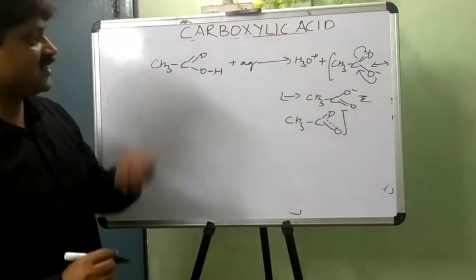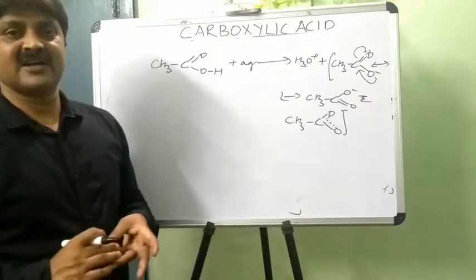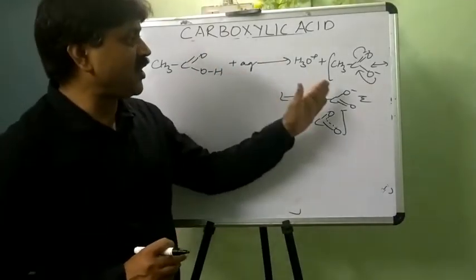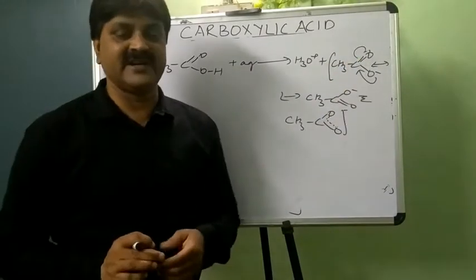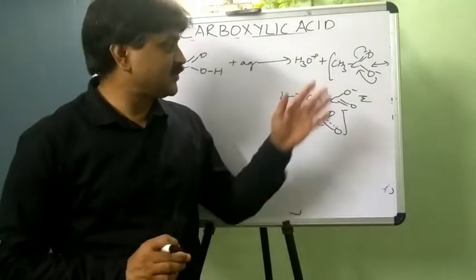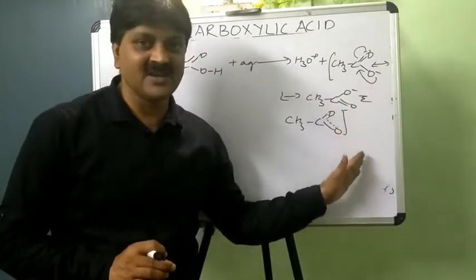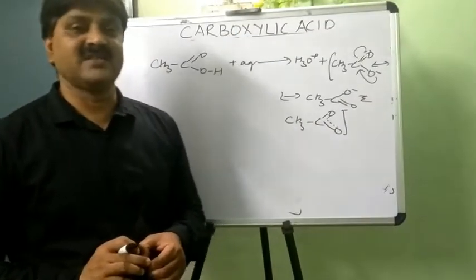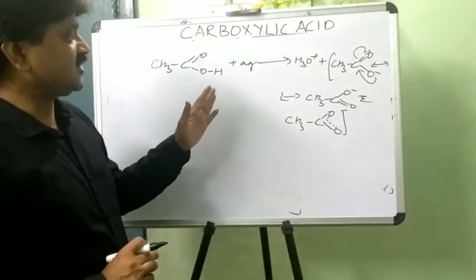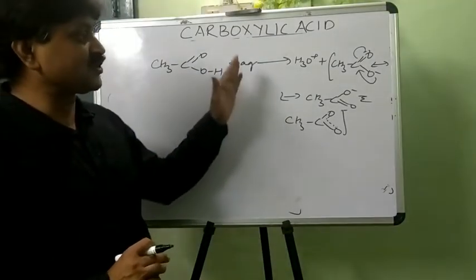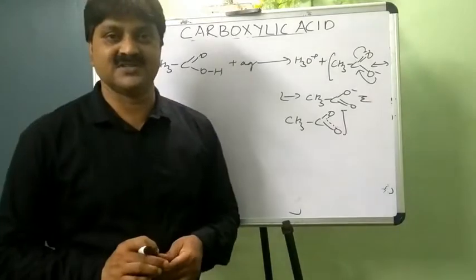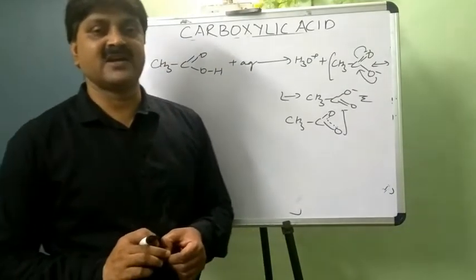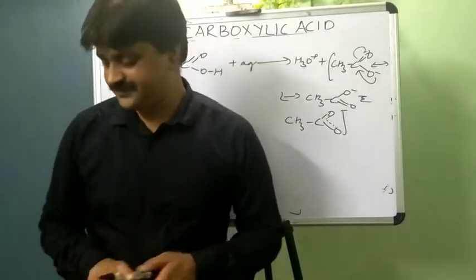So another reason for the high acidic character of the carboxylic acid is that when it dissolves in the aqueous medium, it forms the powerful acetate ion, the carboxylate anion. And this carboxylate anion, due to resonance stabilization, gives high acidic character as compared to other compounds. So this is another way to explain the acidic character of the carboxylic acid. Now we will discuss the effect of substituents on the acidic character of the carboxylic acid.